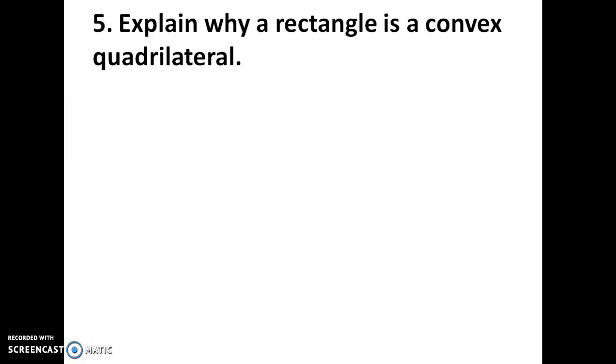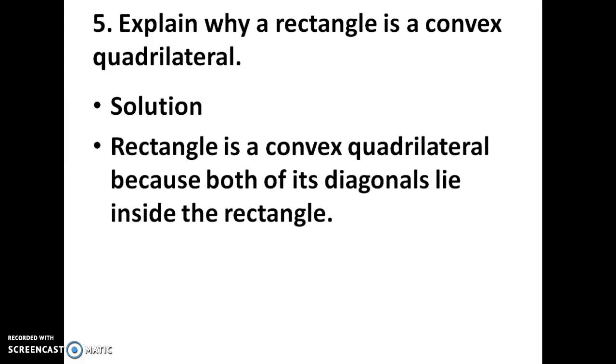Next one, fifth one, explain why a rectangle is a convex quadrilateral. In the first video I think I covered what is convex and what is concave figure. If the diagonals are inside the figure, that is called convex. So a rectangle also is a convex quadrilateral because both of its diagonals lie inside the rectangle. If you draw 2 diagonals for a rectangle, it will be inside the rectangle only. So it is a convex quadrilateral.